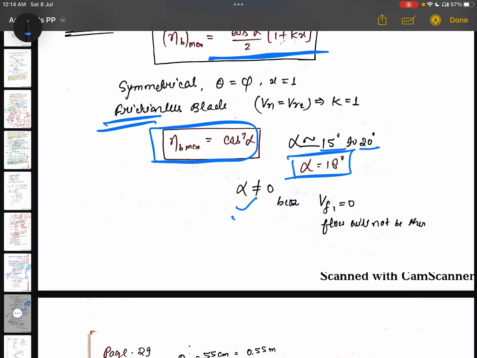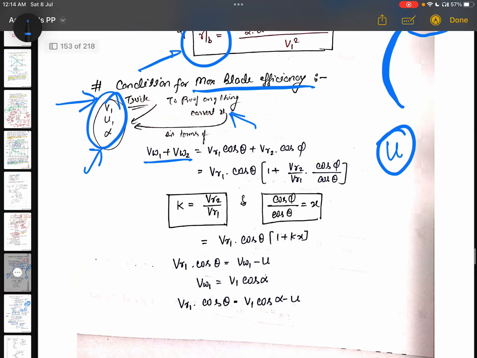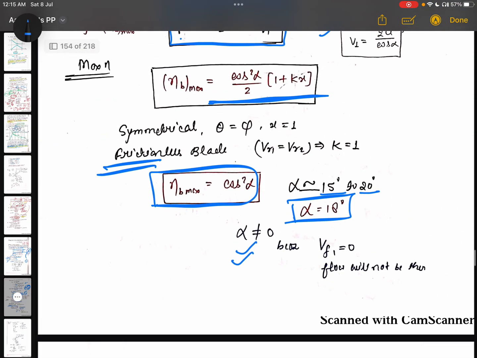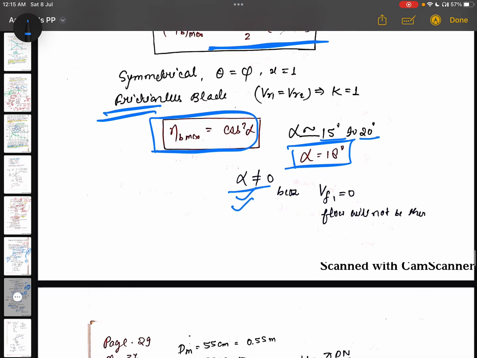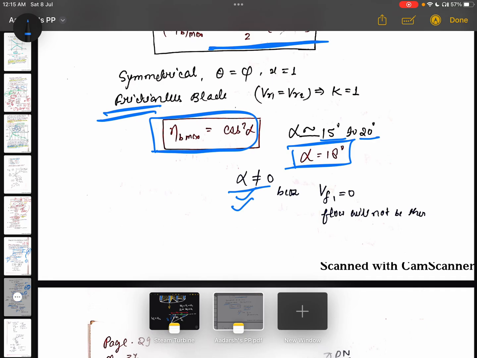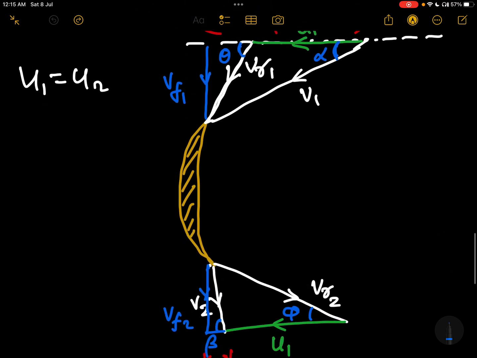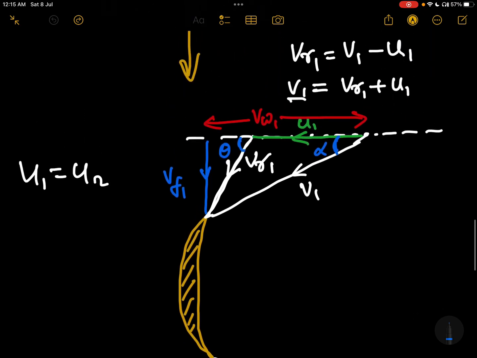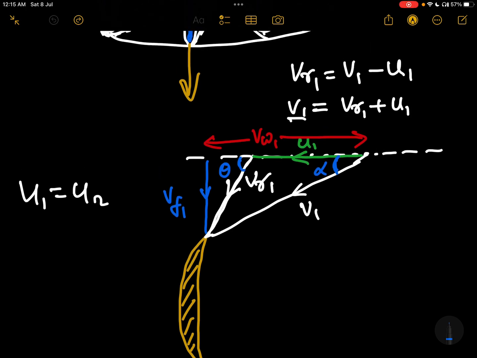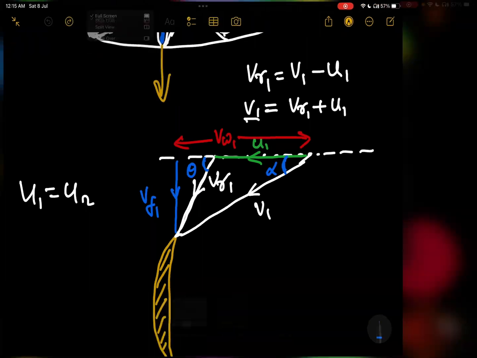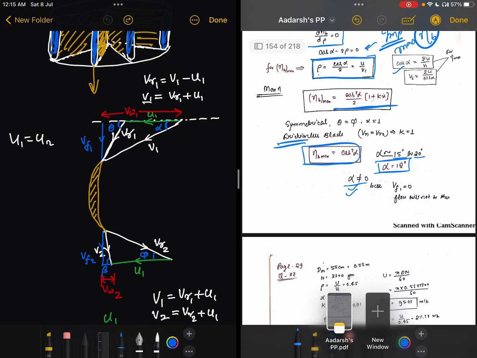Because alpha is not equal to 0, v of 1 is equal to 0. What does it mean? Let us try to understand it. Alpha is not equal to 0 here, because v of 1 is equal to 0.